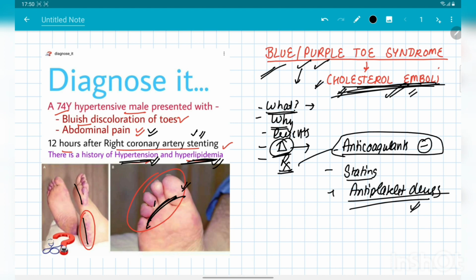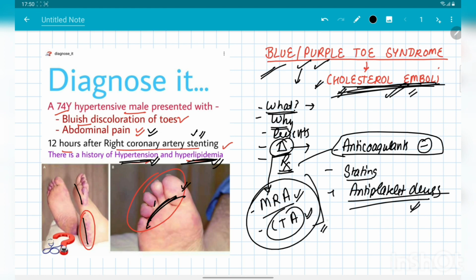In the diagnosis part, we have left some modalities that are currently available, like MR angiography and sometimes CT angiography, and these are also sometimes helpful in the diagnosis. Like if we want to make a diagnosis without any biopsy, then we can rely on these MRI and CT images along with the clinical features that are specific for cholesterol emboli. So this is all about this blue purple toe syndrome or cholesterol embolization.